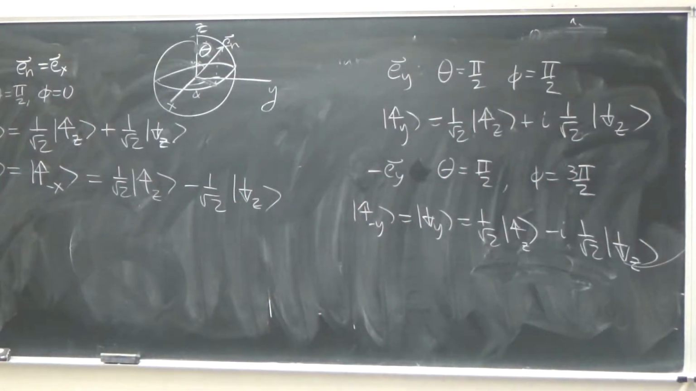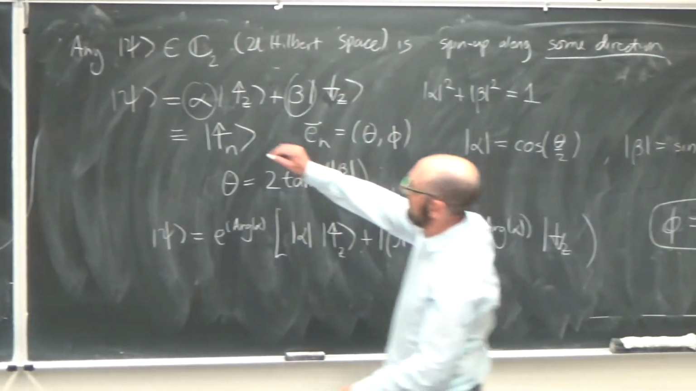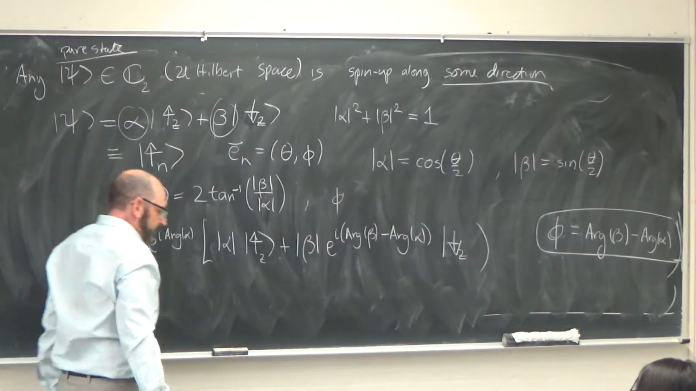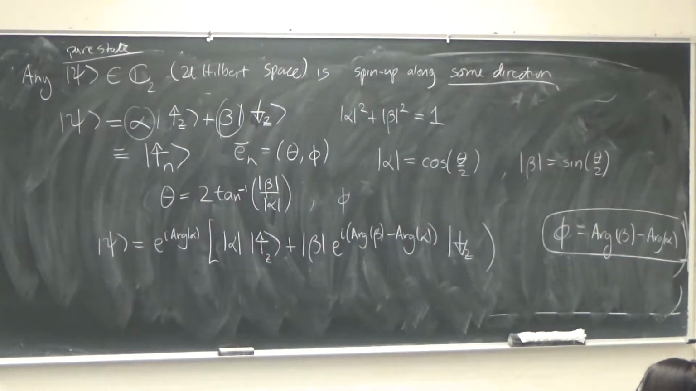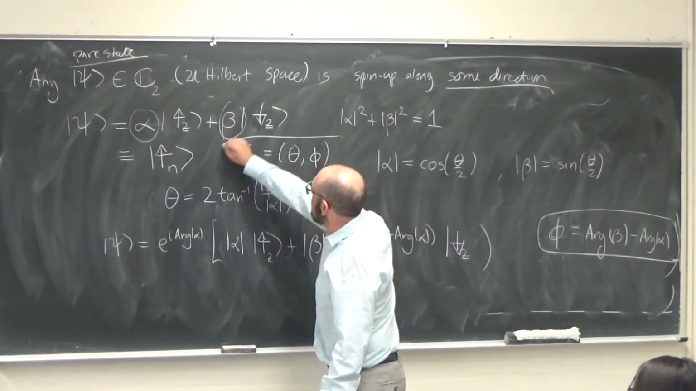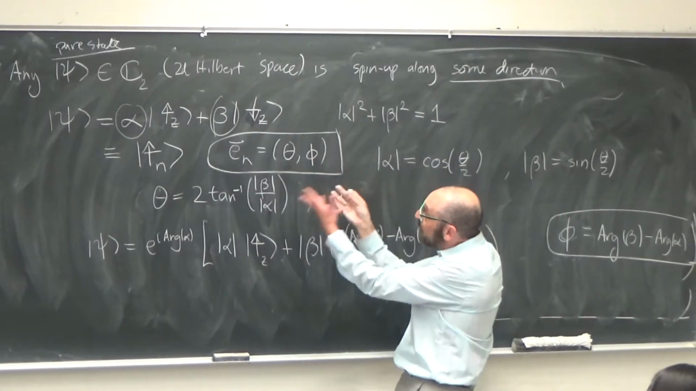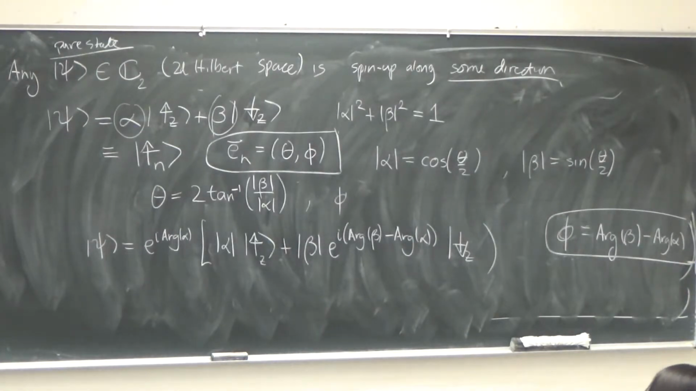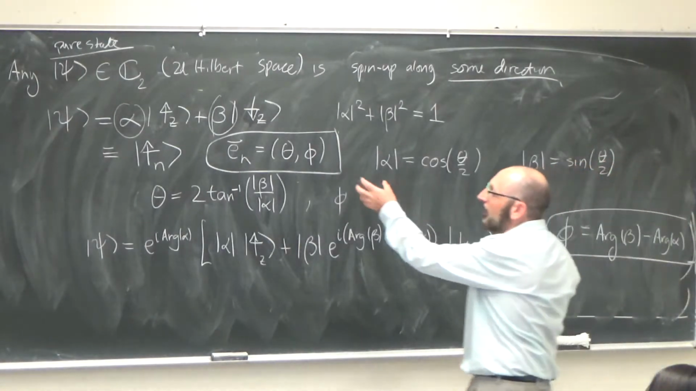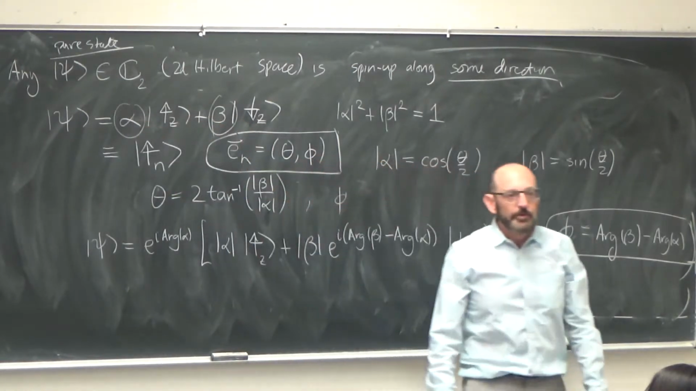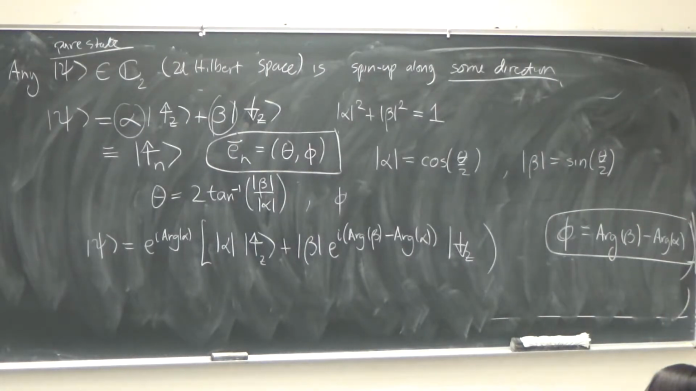So, given a pure state of this spin 1/2 particle, it must itself be spin up along some direction. And that direction in physical space, this is not a direction in Hilbert space. This is a direction in physical space of a physical spin. That direction of a physical spin can be found in terms of the relative amplitude and relative phase of those two probability amplitudes. Okay?